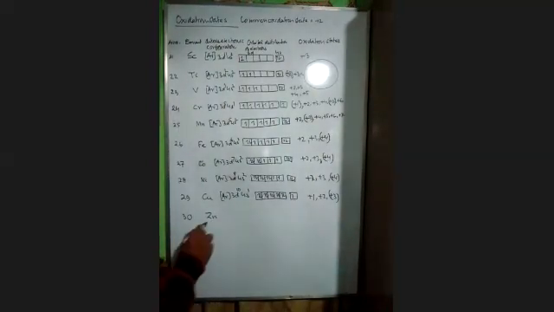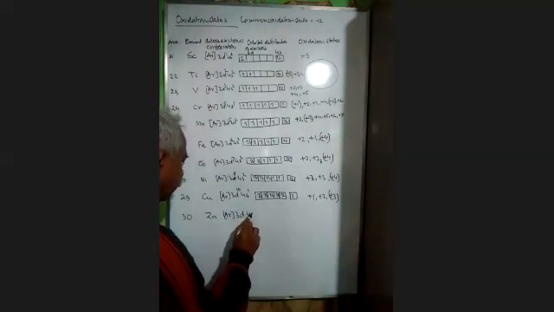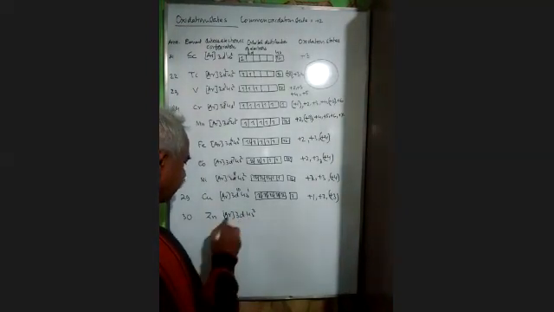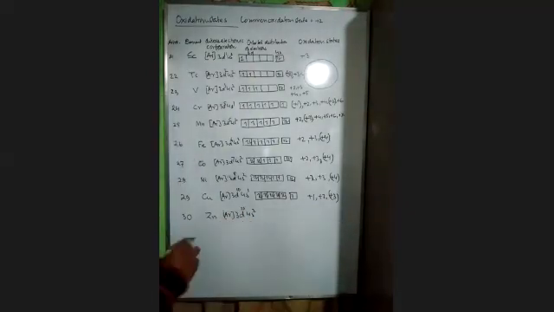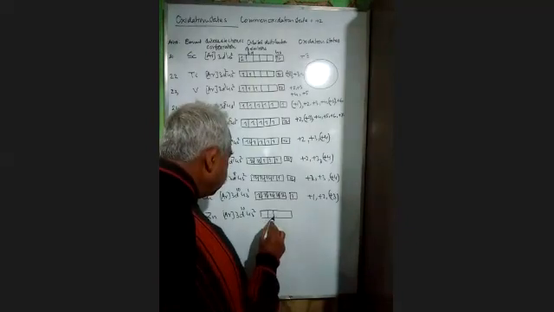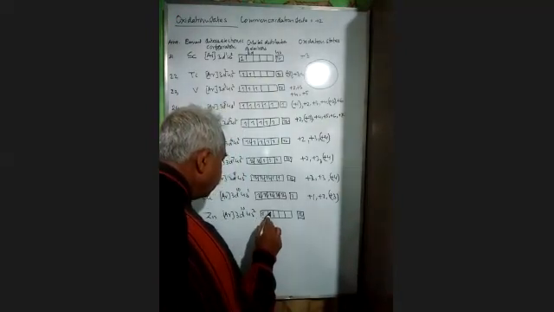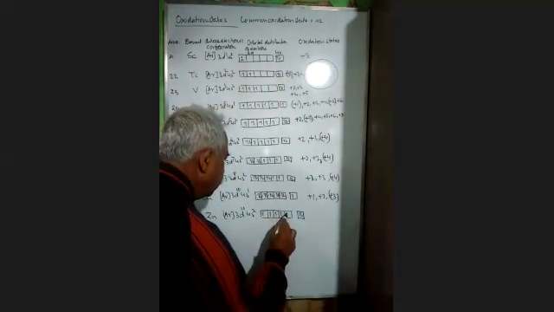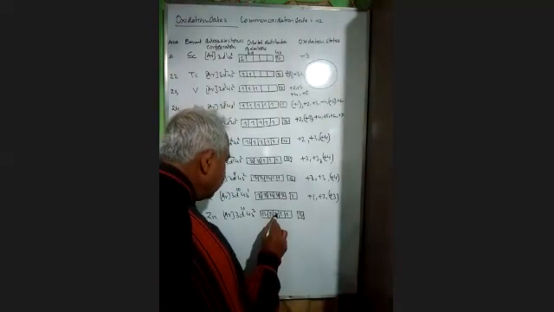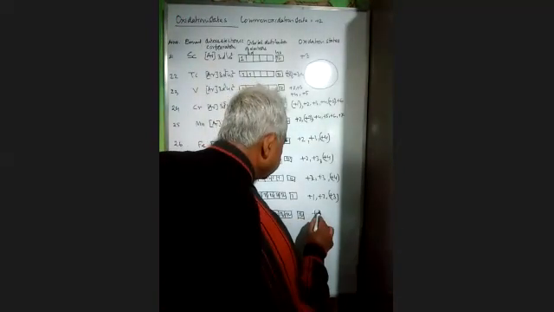Zinc. 4s2, 3d10, that is 30. It only shows plus 2.